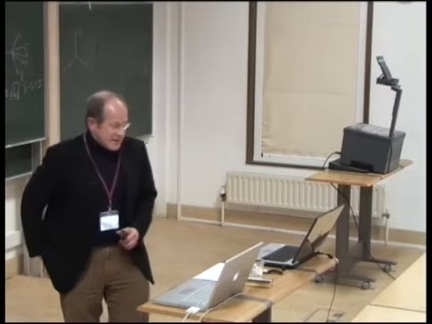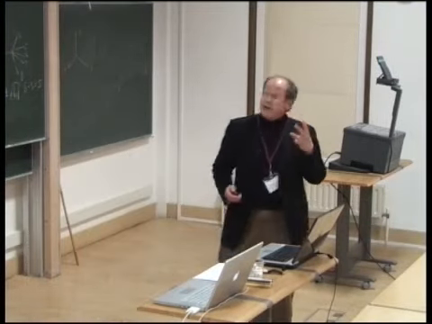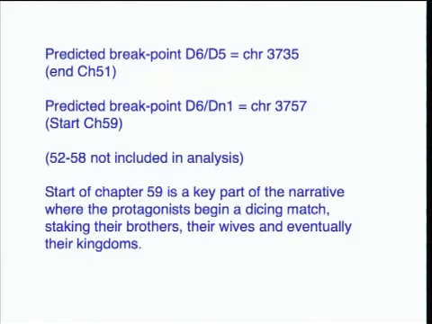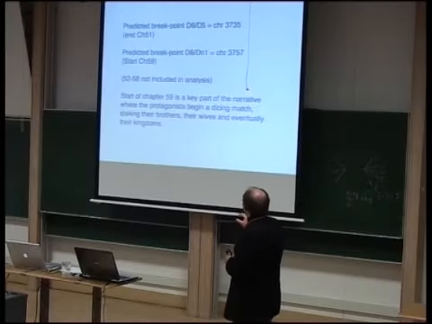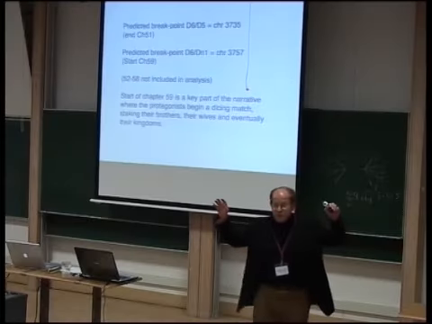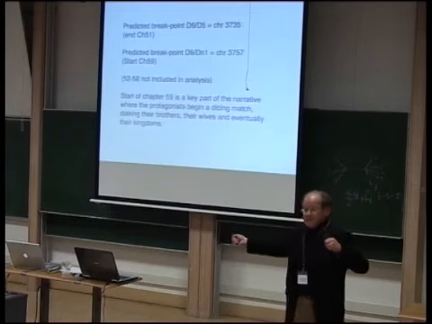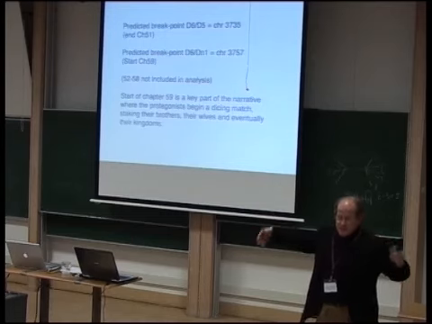So what that shows us is that we had a predicted breakpoint in this comparison at about character number 3735, and in this comparison at about 3757. So we're actually extremely close together, given the very large number of characters that we're looking at. And this corresponds to the end of chapter 51, and this is the beginning of chapter 59. We didn't have the intervening chapters, but this is actually quite an important position in the book, because the beginning of chapter 59 is a key part of the narrative, and these two protagonists start a match throwing dice with each other to decide who's going to win the kingdom and so on.